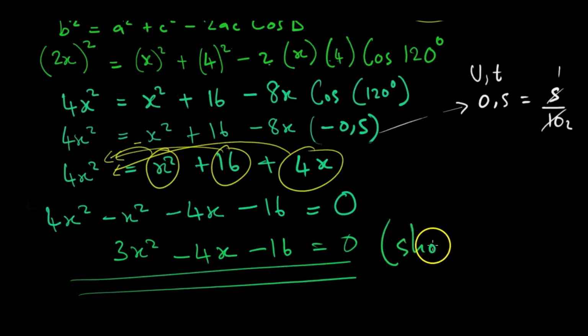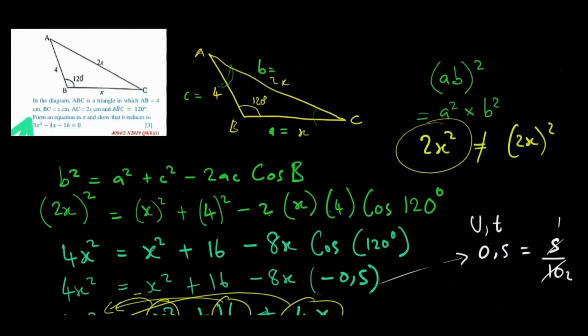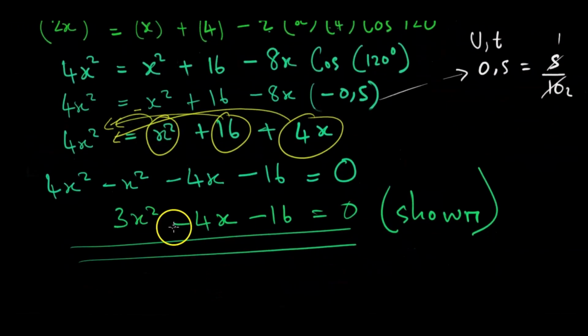Saka panapa tichati chi shon. Zvatopera. Tapedza. Waichi tapedza tikadzokera question. Question iri kutotaura ichiti in the form iri kuti reduce in the form 3x squared minus 4x minus 16 is equal to 0. 3x squared minus 4x minus 16 is equal to 0. Zvapera. Basa tasiya tapedza. Okay.